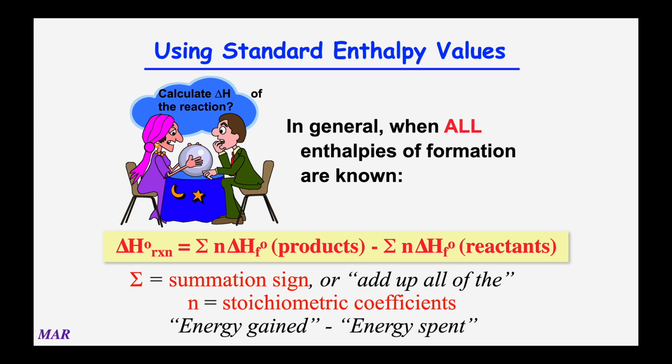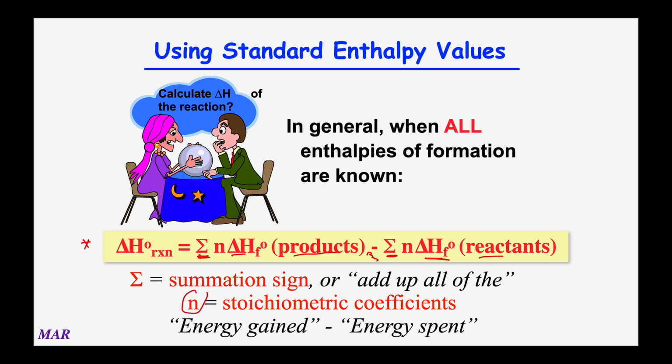If you know all of the standard heats of formation, then this equation right here, which is a little bit ugly, is a great way to find the enthalpy of a reaction. So if you know all the enthalpies of formation, you take the sum of, that's what the little sigma sign is there, all the enthalpies of the products, and you subtract the sum of all the enthalpies of formation of the reactants.